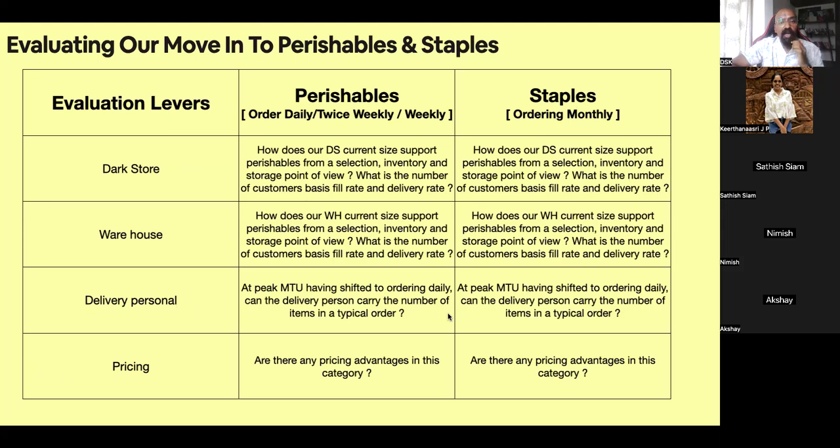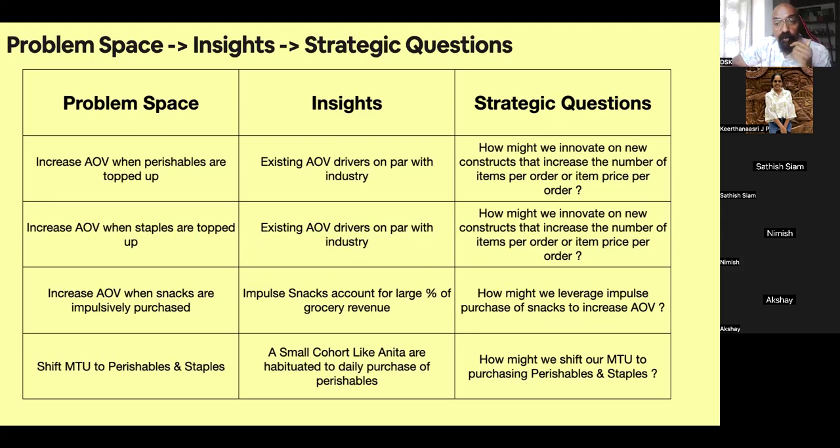All right. Now, before we go into the solution space, the last part, the shifting of the MTU to perishable staples, is a larger strategic question. It is not a product problem, it's a business problem. It's trying to say that we exist in a category, we've got weak market share there. What are the essential questions that we need to ask so that we have the right to win in that category? So typically, these are company level questions, not product level questions.